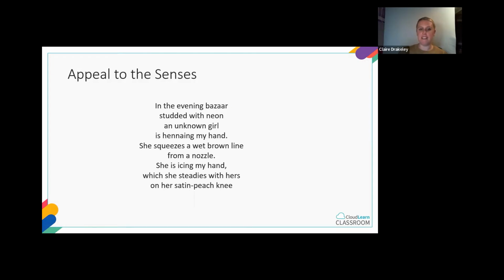This poem is taken from your Cloudport information. You may have seen this, but it is all there. The poem's there in full. This is a section from it. This poem is entitled An Unknown Girl and is written by Moniza Alvi.